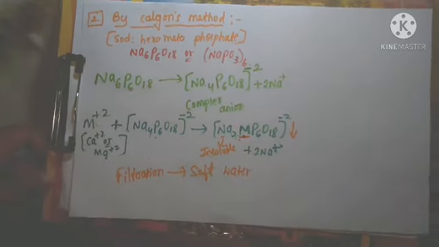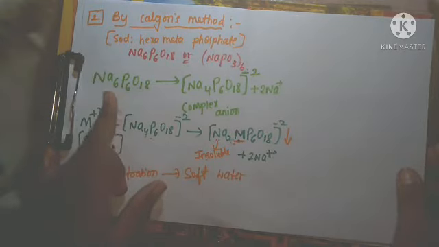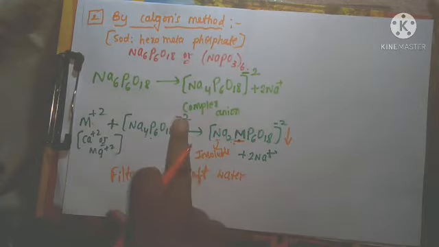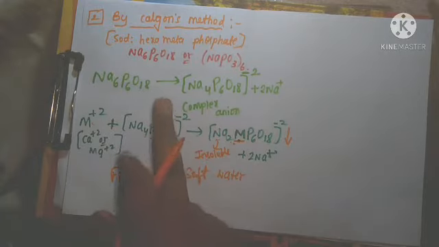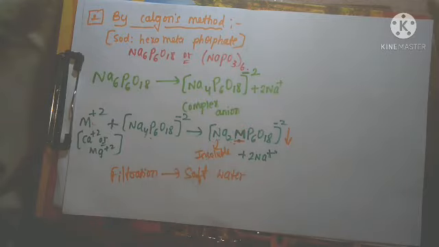This is the second method for converting the permanent hard water into the soft water. Now we will go for the third one, that is the ion exchange method.